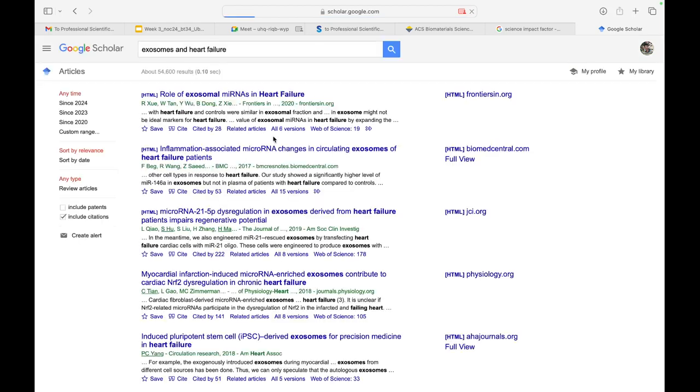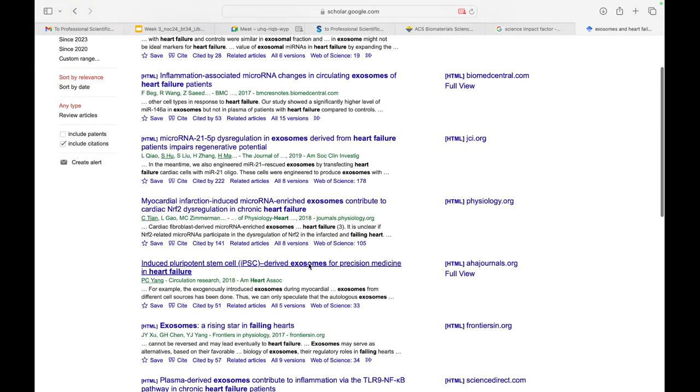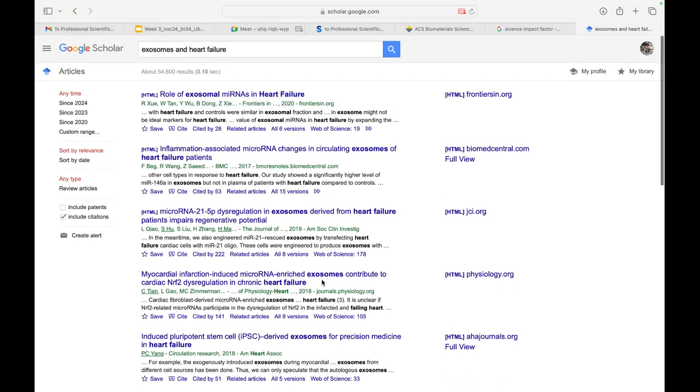For example, I searched exosomes in heart failure. You see, every result that I got from this, the title has exosomes, heart failure, exosomes, heart failure. So when you search in a search engine, the search engine gives the results according to the title and according to the keywords. So the title has two importances. One, because of the title, you will get the paper. If you give the proper exact words about your research, it will be in the search because of the title.